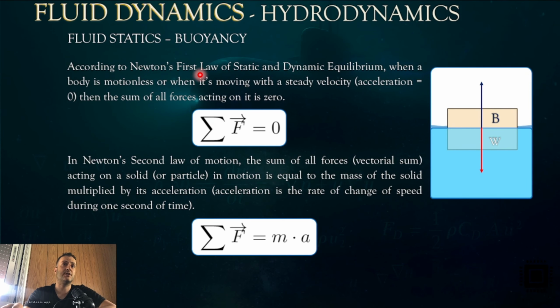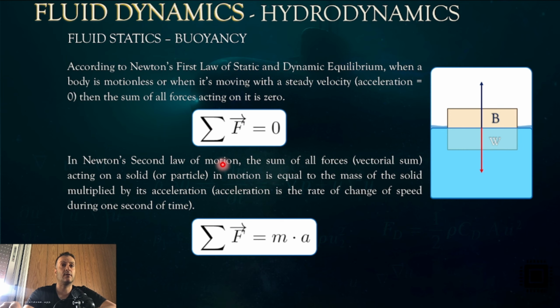According to Newton's first law, now here is another, deeper perspective. According to Newton's first law of static and dynamic equilibrium, when a body is motionless or when it is moving with a steady velocity, acceleration is equal to 0. This is static and dynamic equilibrium respectively. Then the sum of all forces acting on it is 0, correct? Sigma F is equal to 0.